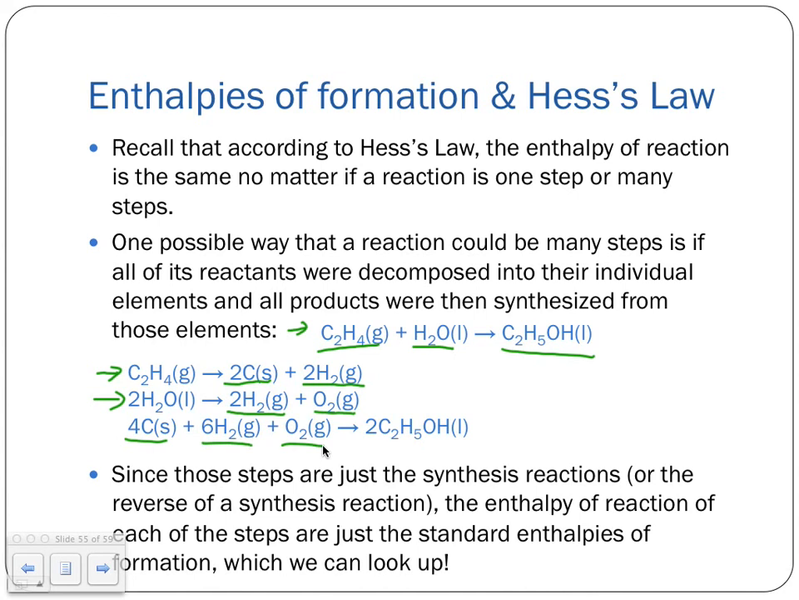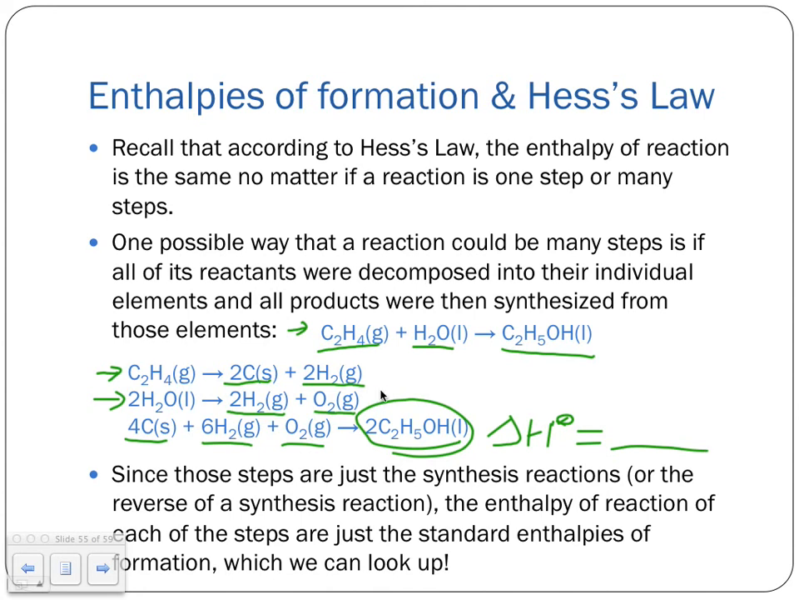Now, for each one of those, since those are synthesis reactions, our overall heat of reaction for each one of those is going to be the same as the standard enthalpy of formation for that substance. So if I want to know, hey, what is this delta H naught for this particular reaction, I would just look up what delta Hf is, what the standard enthalpy of formation is for C2H5OH. By getting that, that's going to let me figure out what this delta H naught is for this reaction.